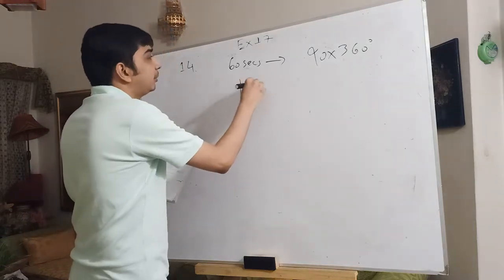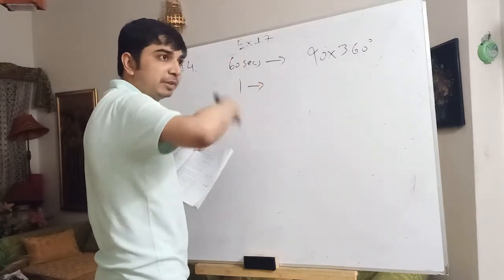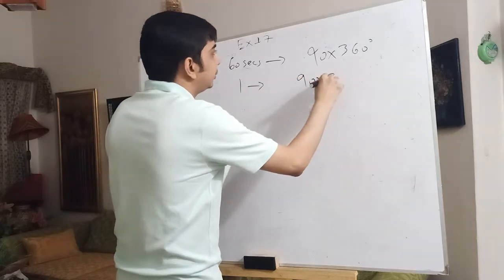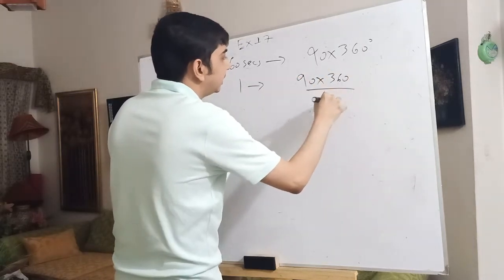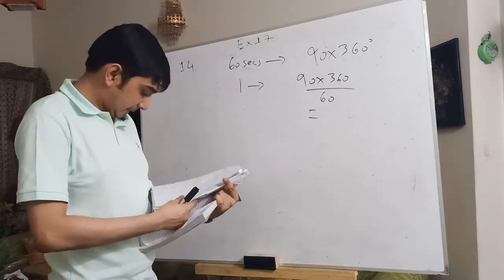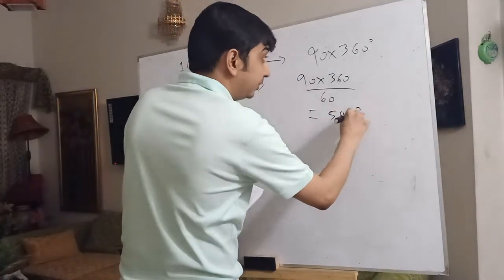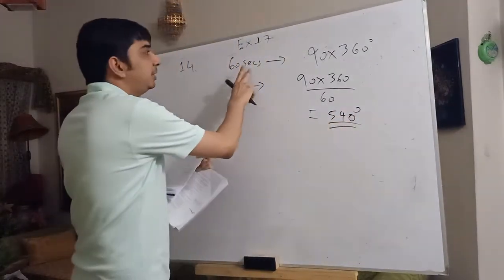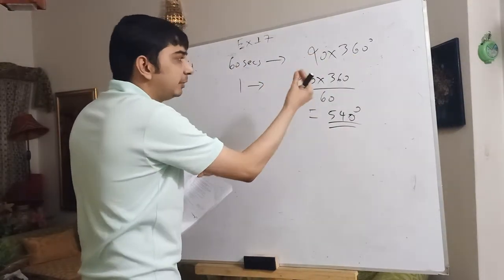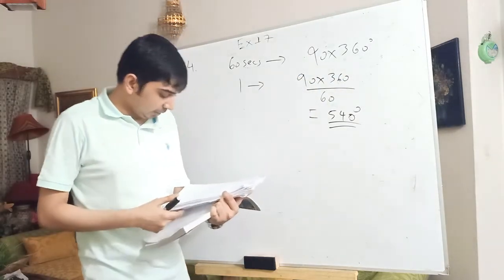So in 1 second, it's going to be what? As the time increases, the total number of degrees it turns also increases. So in 1 second it is going to be 90 into 360 divided by 60. So it's going to be 540 degrees. Okay, so 60 seconds, 90 revolutions, that is 90 into 360 degrees. So in 1 second, definitely it is going to be less. So this value divided by 60. This is question number 14.